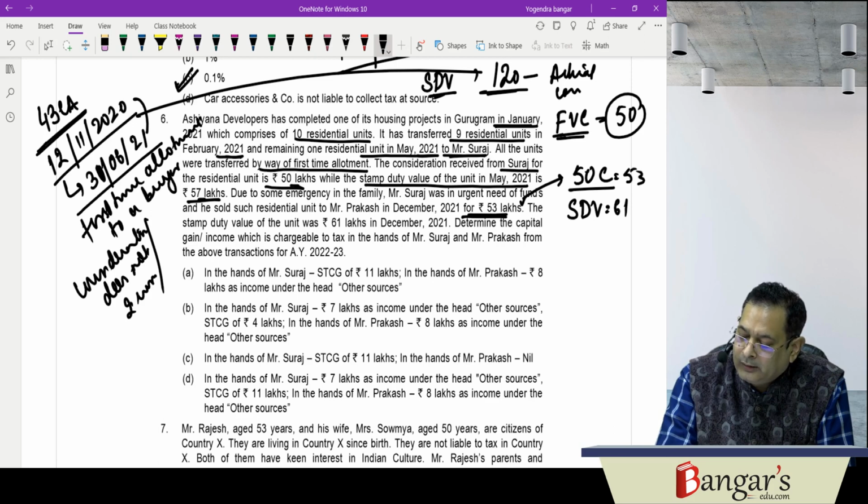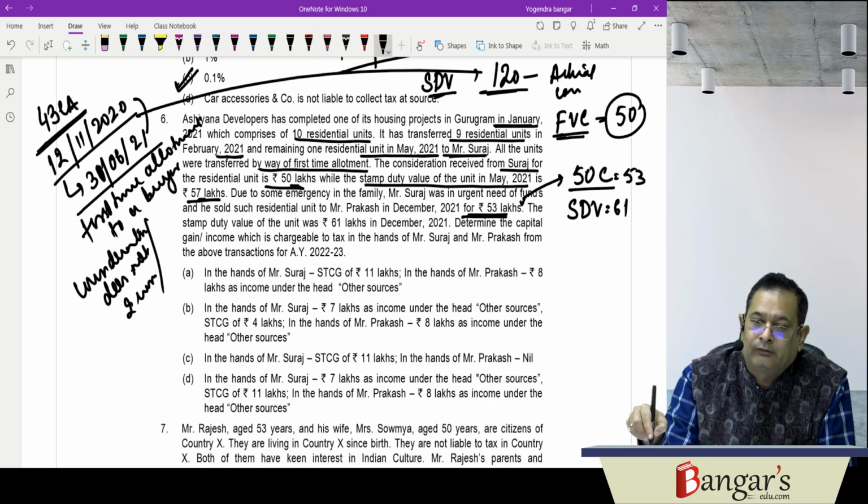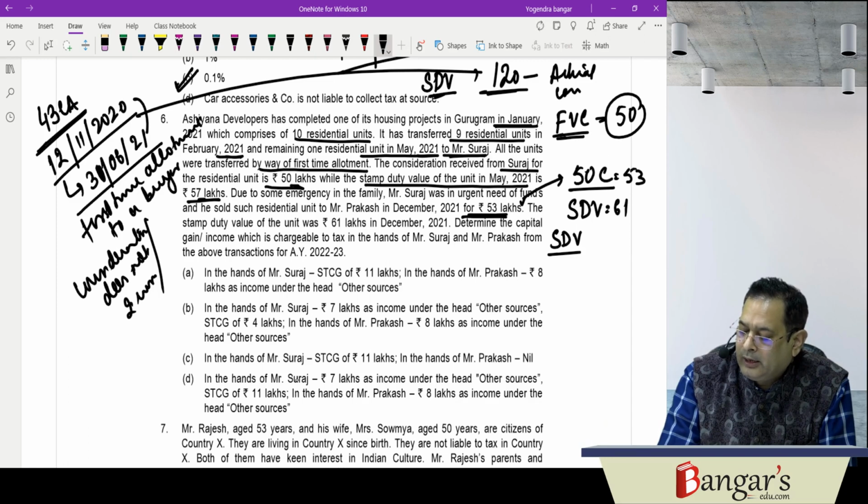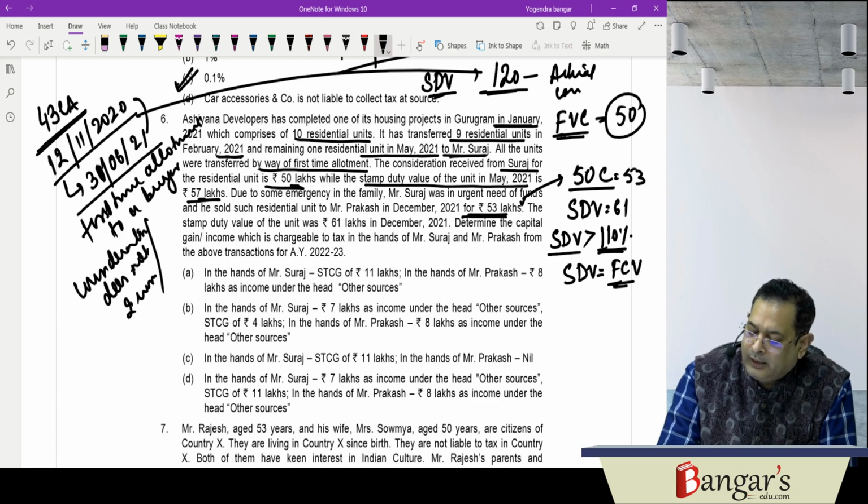Now his consideration is 53 lakhs. The SDV in this case exceeds 110% of the consideration. Since the SDV is greater than 110% of the consideration, in that case the SDV will become the full value of consideration for computing the capital gains in the hands of Suraj.